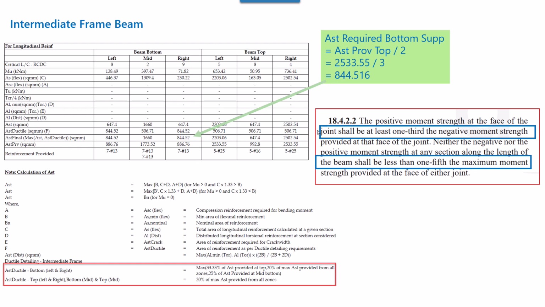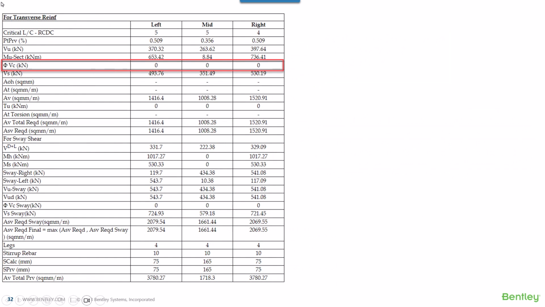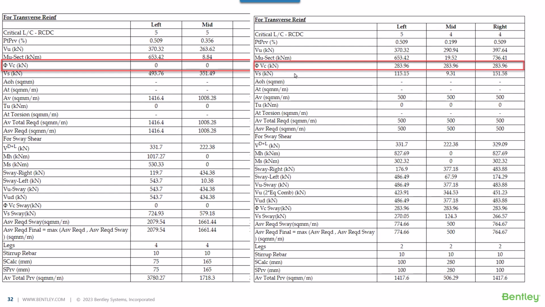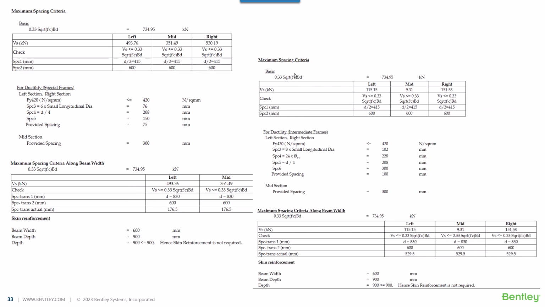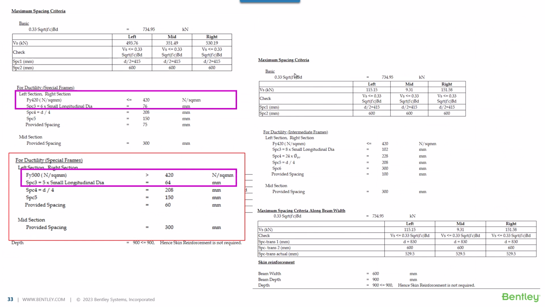top location. Now next we have the design of shear for the beams. For these special framed beams, the value of VC that we need to consider is 0. Whereas for the ductile intermediate framed beams, we calculate the value of 5 VC and consider it while calculating the design shear. So that's the difference in the shear design between the special framed beams and the intermediate framed beams. Similarly, we have different spacing criteria for the special frame beams and the intermediate frame beams.